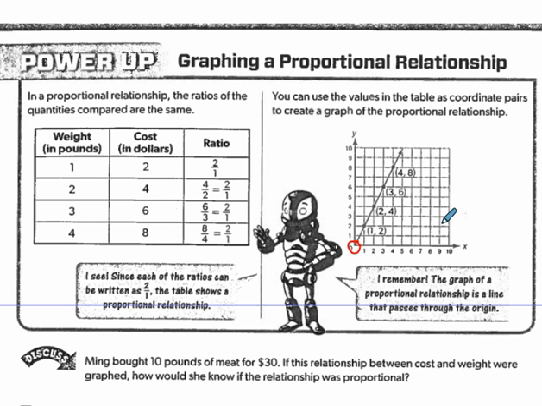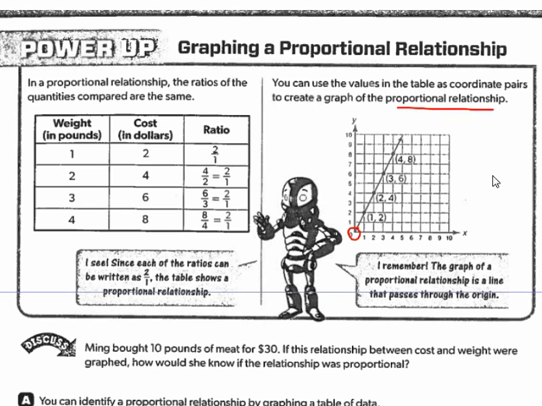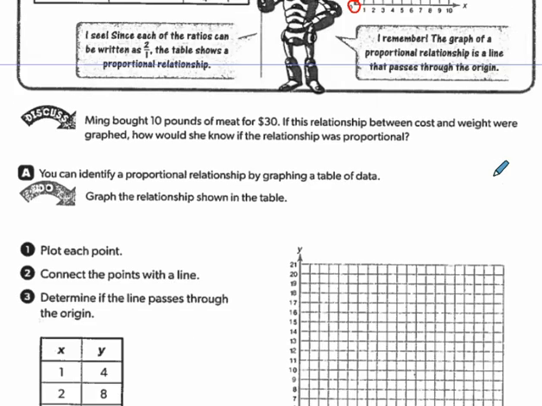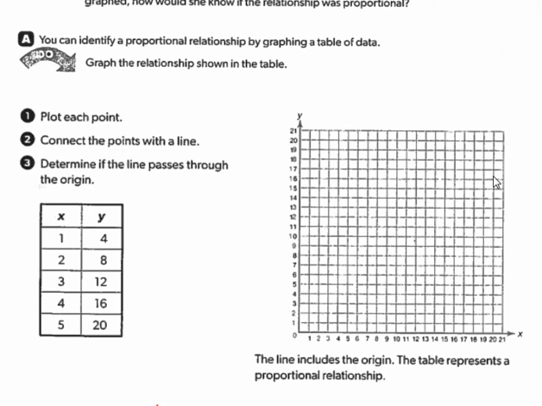It says Power Up, Graphing a Proportional Relationship. This is talking about proportional relationship specifically, and remember that they always go through the origin. So you can see here on this graph right here that it's going through the origin. So not only is this a linear equation, but it is a proportional relationship. So here we have that.